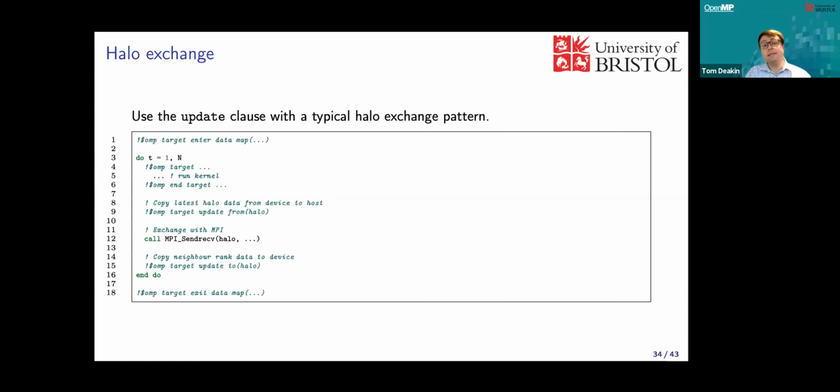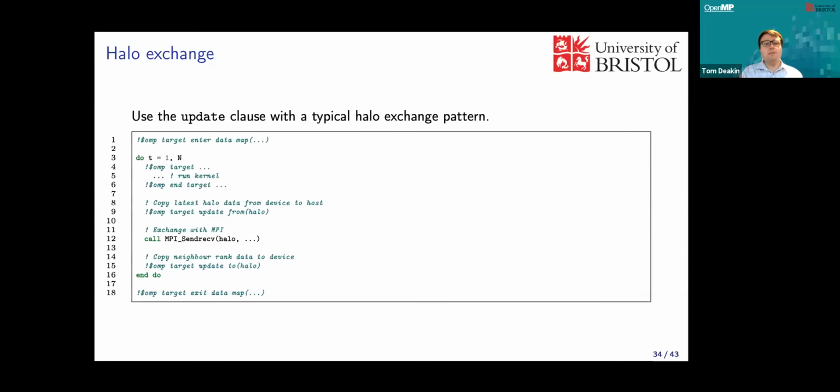So this is exactly that example with a typical halo exchange pattern. On line 1, I set up my data on my device, my target enter data map, and it's going to copy all my initialized arrays to the device. Between lines 3 and 16 is my time step loop, where I run a kernel, then do a halo exchange, then run a kernel again, and keep going until I've done enough time steps. Finally, on line 18, my simulation's done, and I need to clean up the device data environment and copy back everything I need, all the computed values.